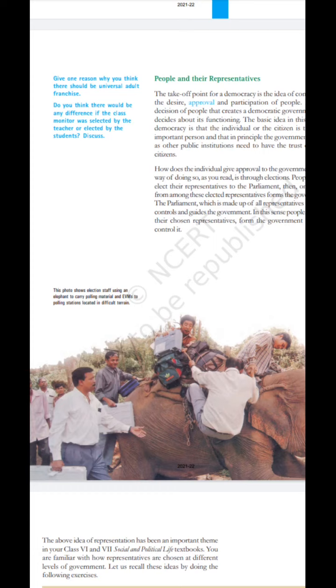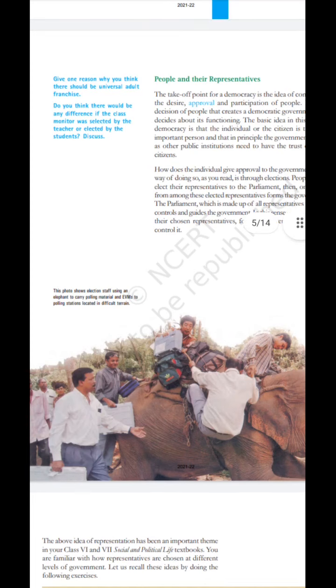How does the individual give approval to the government? One way of doing so, as you read, is through elections. People would elect their representatives to the parliament. Then, one group from among these elected representatives forms the government. The parliament, which is made up of all representatives together, controls and guides the government. In this sense, people, through their chosen representatives, form the government and also control it.